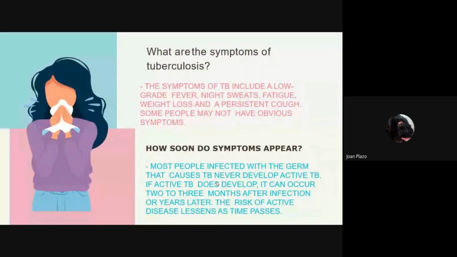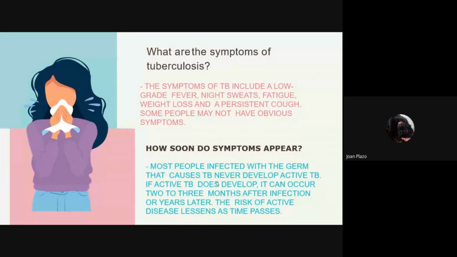What are the symptoms of tuberculosis? So ito na yung sinabi ko kanina. The symptoms of tuberculosis include a low-grade fever, night sweats, fatigue, weight loss, and persistent cough. Some people may not have obvious symptoms. Yung iba kasi is hindi nila namamalayan na may TB na sila. Kasi pinagwawalang bahala nila yung simpleng ubo. Yung simpleng ubo na yan is pwedeng pumunta dun sa disease na yan.